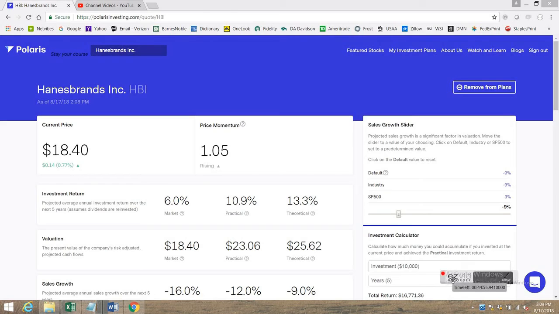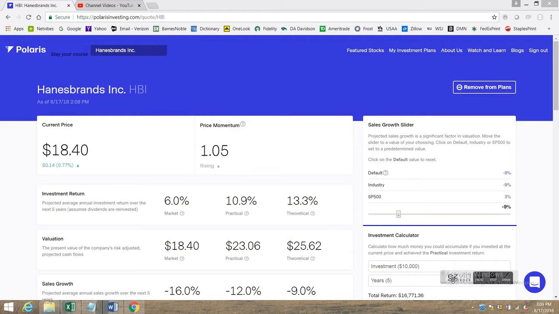In this video, we're going to briefly go through modifying Polaris valuation inputs indirectly using the sales growth slider. There is a whole series on the Polaris valuation that covers each input value into the Polaris valuation formula, a separate video for each one. So I invite you to go watch that series that's out there under the closer looks videos.